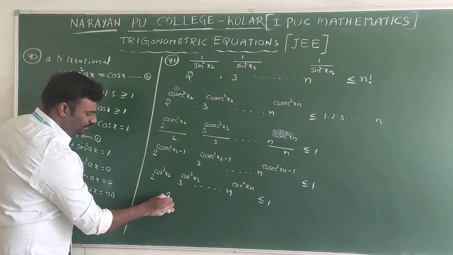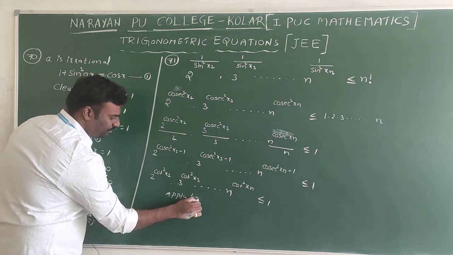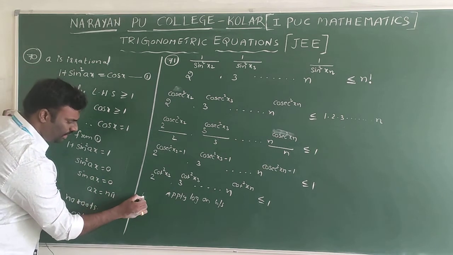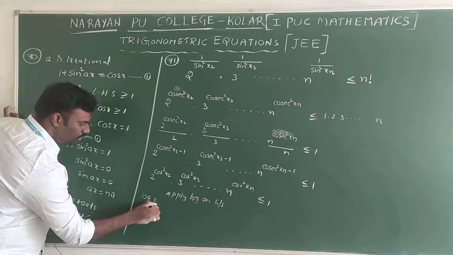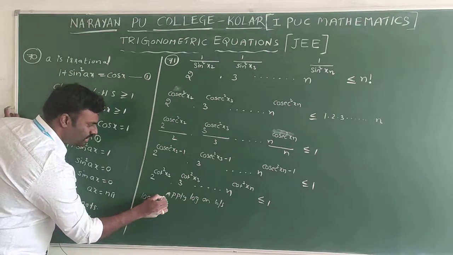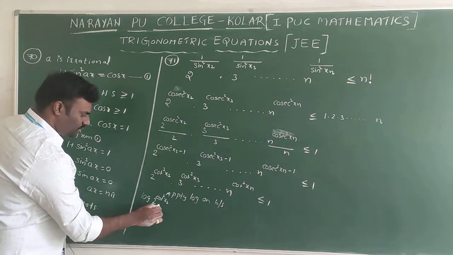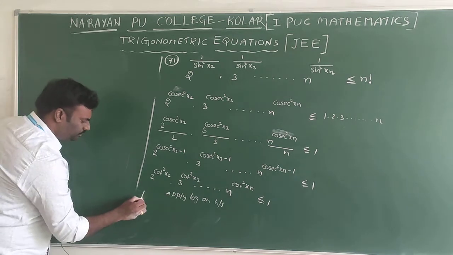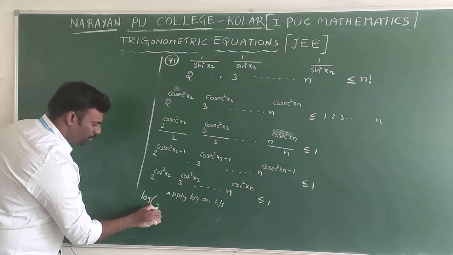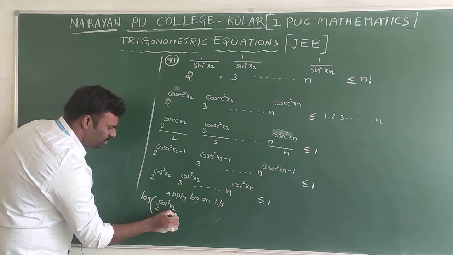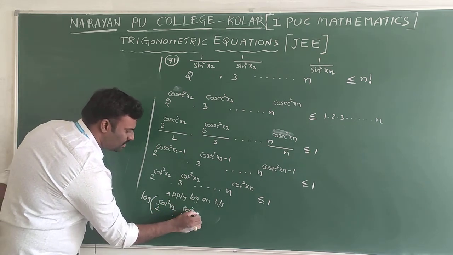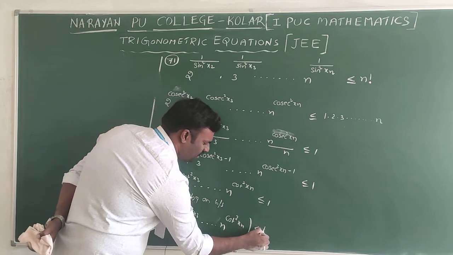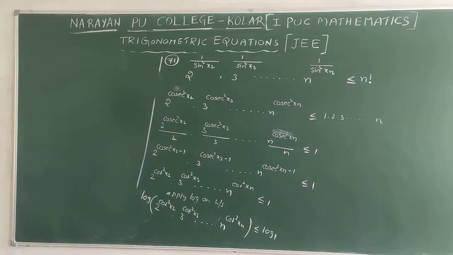Now apply log on both sides. Log of 2 power cot square x2, log of 3 power, and so on: 2 power cot square x2, 3 power cot square x3 and so on, N power cot square xn is less than or equal to log 1. Already the log 1 value is 0.